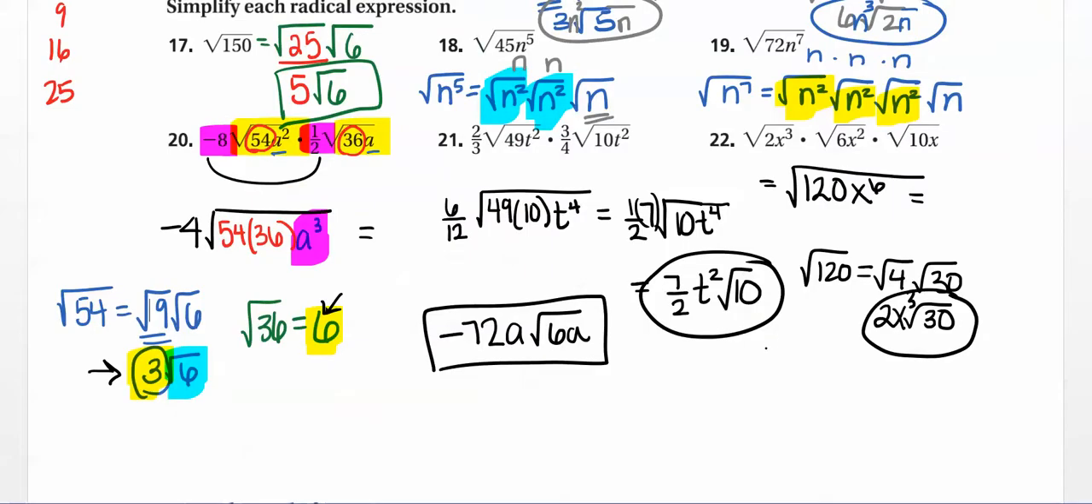Okay, I did 21 and 22. So you can pause the video if you need to. You can look at my work for how this is done, and these are the answers.